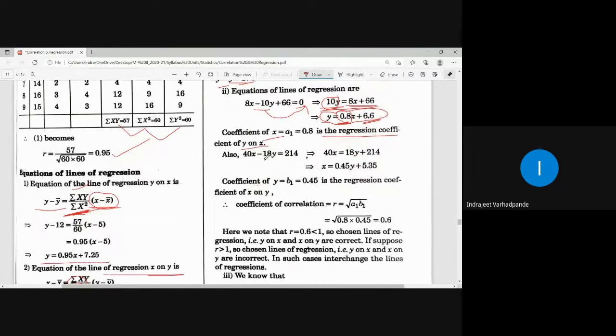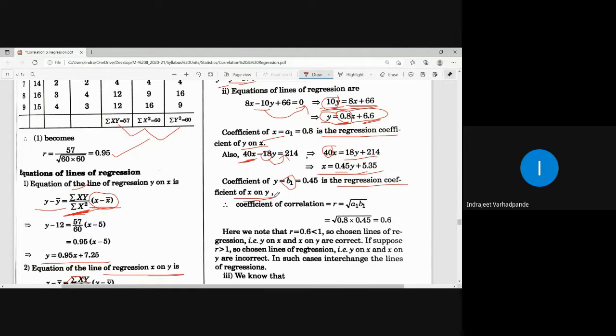Also from the second line, compared to the coefficient of y, the coefficient of x is greater. So 40x is equal to 18y to be shifted; minus 18y will become positive 18y plus 214. Divide by the coefficient of x on both sides. So it will be 18 upon 40y plus 214 upon 40, which gives you x is equal to 0.45y plus 5.35.